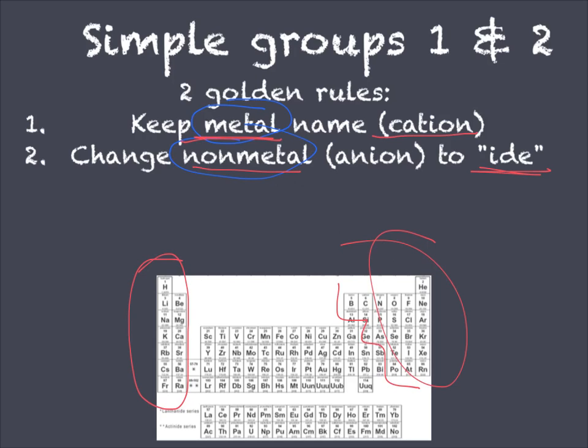name to "ide." So for example, if I join together sodium, which is a metal, with chlorine, which is a nonmetal, I get sodium chloride. I just changed the ending to "ide." And that applies for anything that is a group 1 or 2 metal with anything that is a nonmetal.